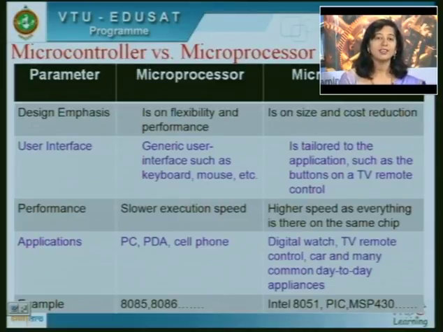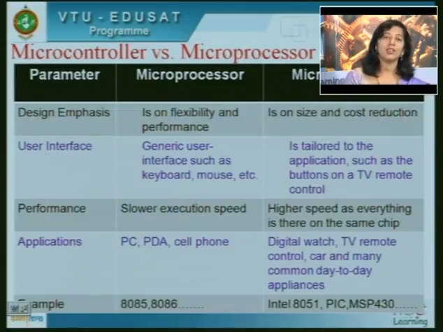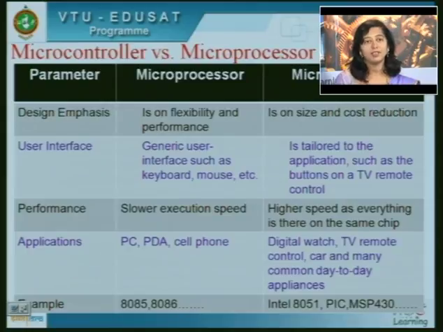The user interface: you have a generic user interface like keyboard, mouse, printer, and so on for a microprocessor, whereas in a microcontroller the user interfaces are tailored as per the application. So, based on what application it is, the interface would be different. Say for example, for a TV remote control, you just have to have some buttons and the unit. For a remote controlled car, I will have a separate remote control and on that I will have maybe a joystick or keys. So, what I should interface depends on the application in a microcontroller.